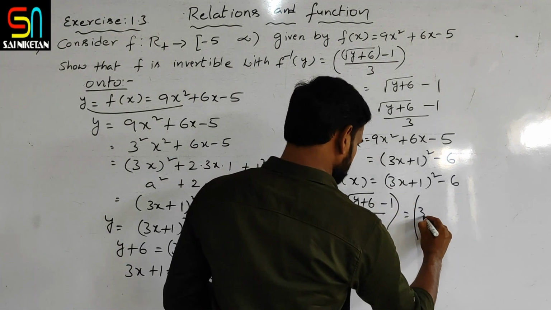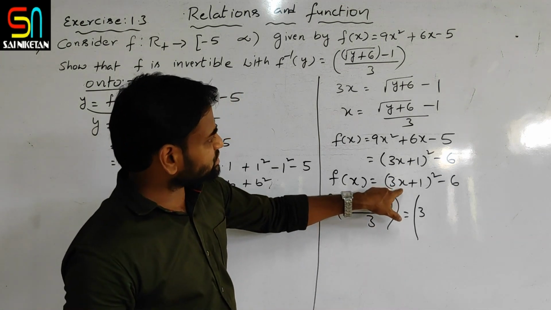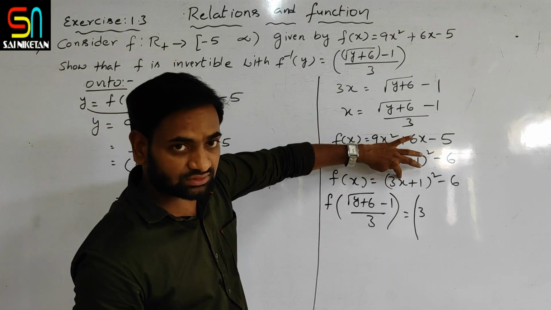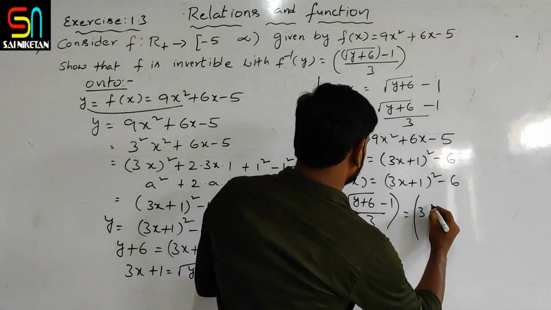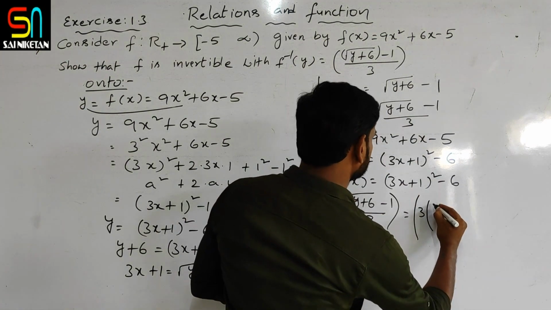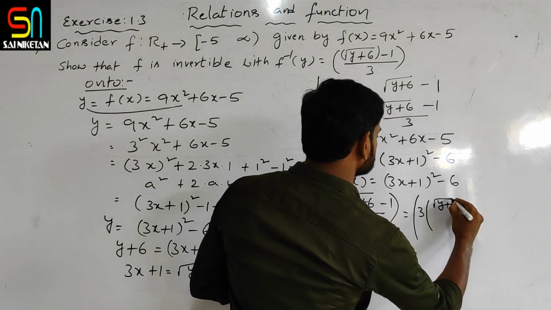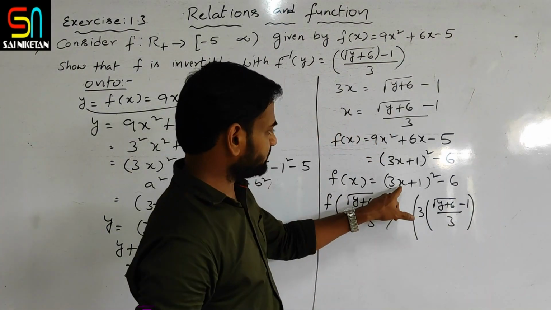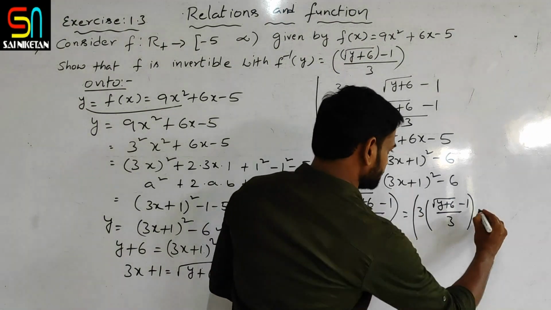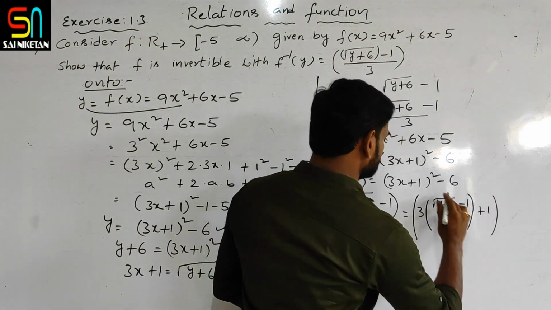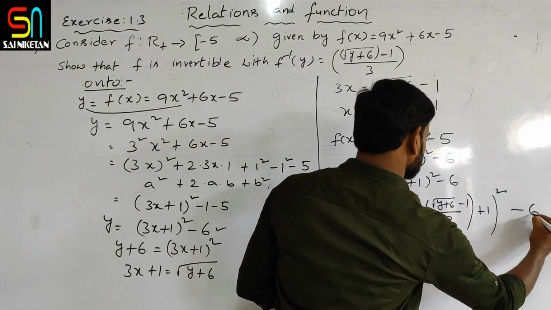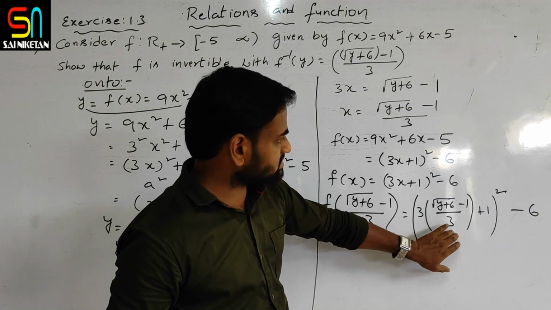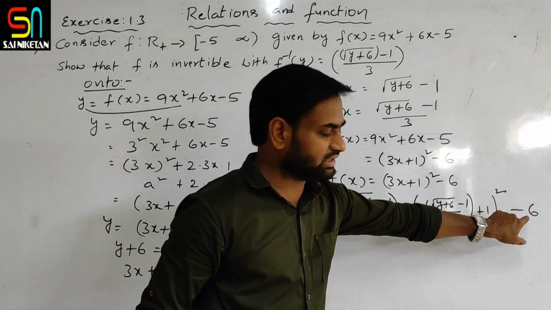It is 3 starting. What is the x value? This is the x value. This x value I write in the place of this one. That is 3 into x value, I am adding root of y plus 6 minus 1 by 3. 3x complete. Next plus 1, next whole square, next minus 6. 3x plus 1 whole square minus 6.